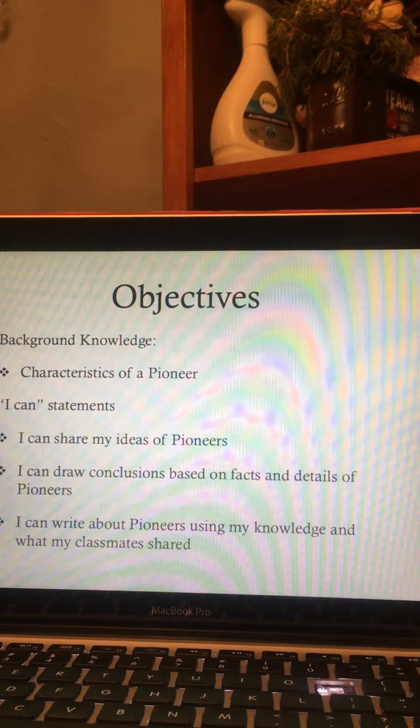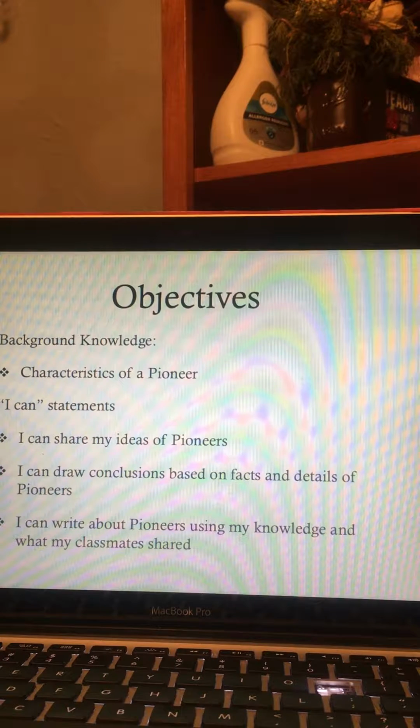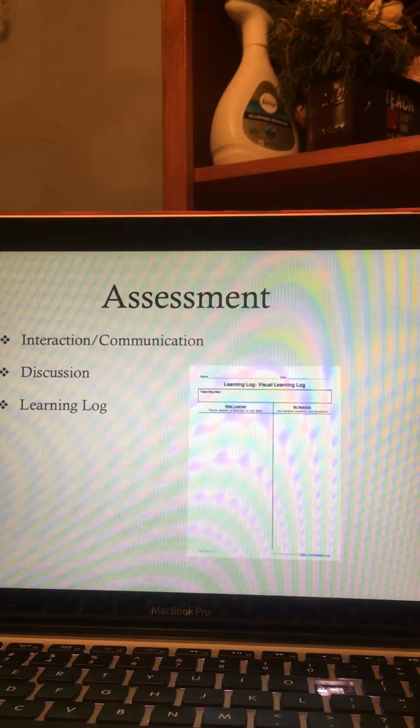And I put my I can statements in the order of how we will be completing different tasks in the lesson. So first we'll be sharing our ideas, then we'll be able to learn new facts and then draw conclusions of not only what we already knew or what our classmates knew, but also the new information that's presented in the lesson. And then finally, to reflect on everything we learned, we will be writing about what we learned.